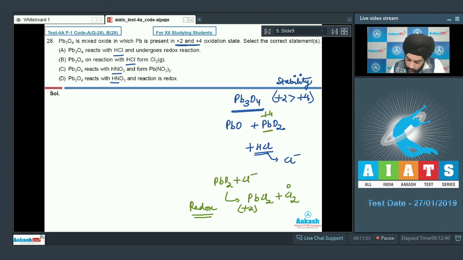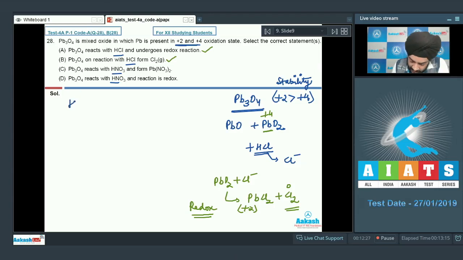So let us look at the options which are given to us regarding the reaction with HCl. So it says that Pb3O4 reacts with HCl and undergoes redox reaction. This statement is correct, students. If we talk about the second option now, Pb3O4 on reaction with HCl forms Cl2 gas. So this statement is also correct, students. We've seen that chloride ions lose electrons and convert themselves into chlorine gas.